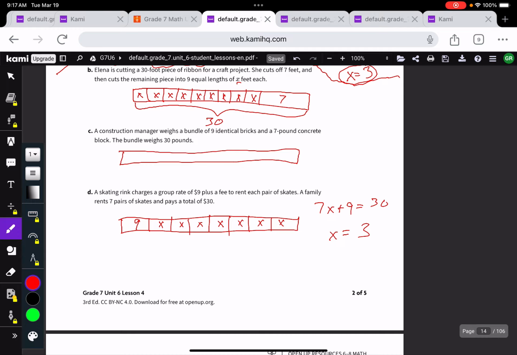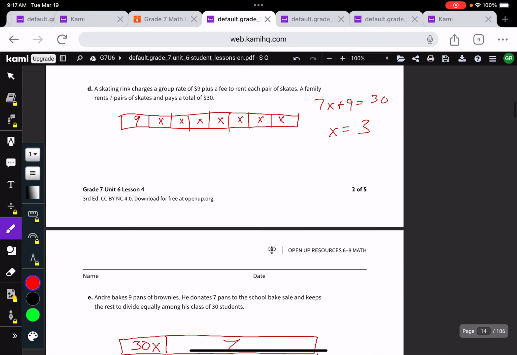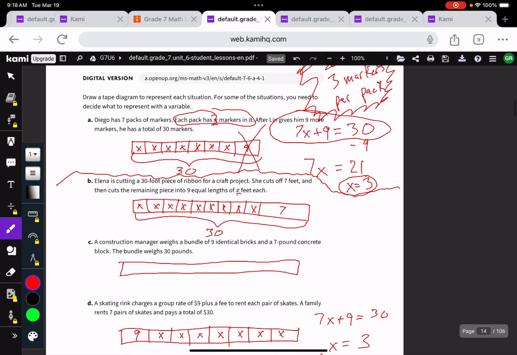But you need to tell me, what is the 3? 3 does not mean the number of markers in this case. Don't write that, because this has nothing to do with markers. So what does that x equal, right?